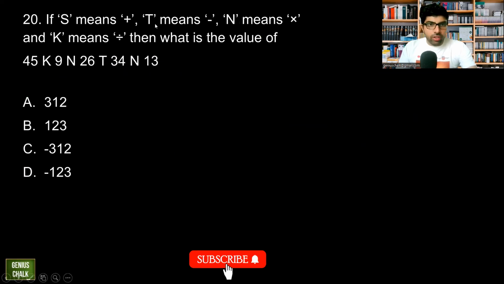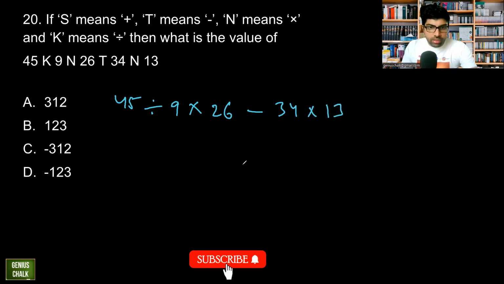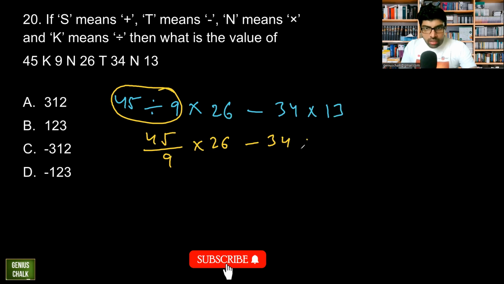Next one, if S means this, T means this, all these symbols have their meaning. So just put them in the equation and get your answer. So 45, what is K? K means division. So division of 9. N means multiply. So multiply with 26. Then T means minus 34. And N again means multiply by 13. So apply BODMAS here, first division. So 45 by 9. Then multiply and then plus minus.